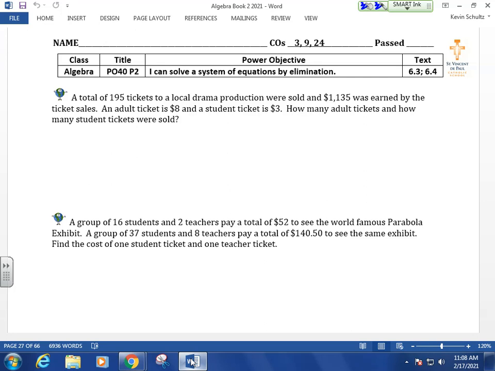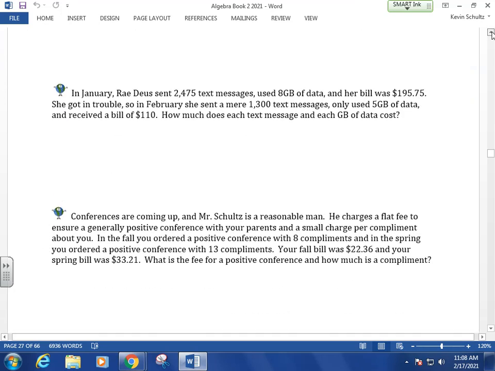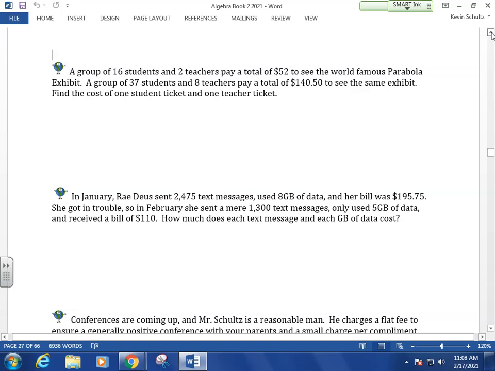We started yesterday, and we mentioned that equations that are going to be set up for elimination are going to have two value equations, not like substitution where there's a quantity, x plus y or whatever it is, and then a value. These are both going to have value. And I believe we talked about the students and teachers with the parabola exhibit yesterday, right? We're not going to go through the entire thing, but just to recap, if maybe you missed it, our two totals here, we've got the 52 here and the $140.50 there.